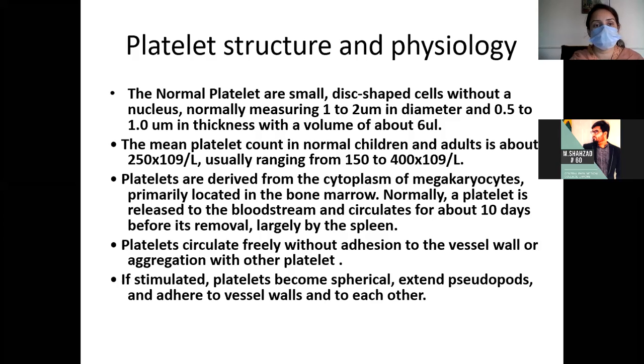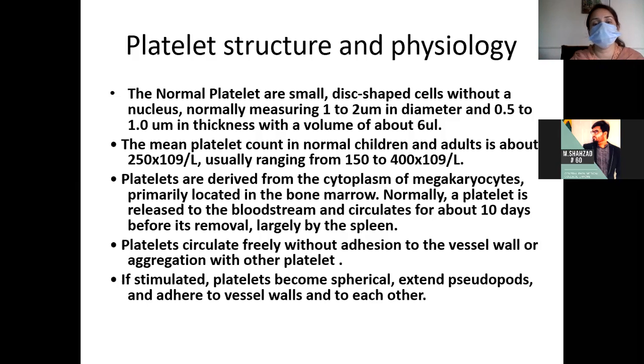So the mean platelet count in normal children and adults is about 250 x 10 to the power 9 per liter. What is the normal range? You should know the normal range. In laboratory, in the majority of cases, we use the normal range of platelets, which is 150 to 350 or 400 x 10 to the power 9 per liter. Within this range, the platelet count will be considered normal.